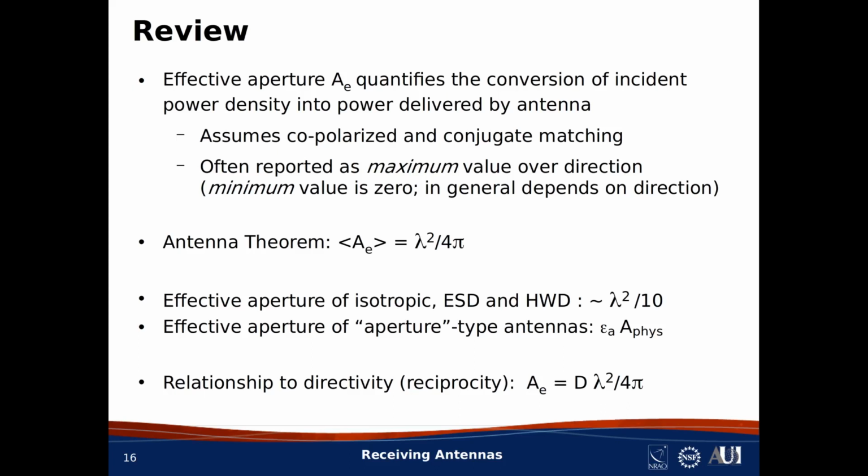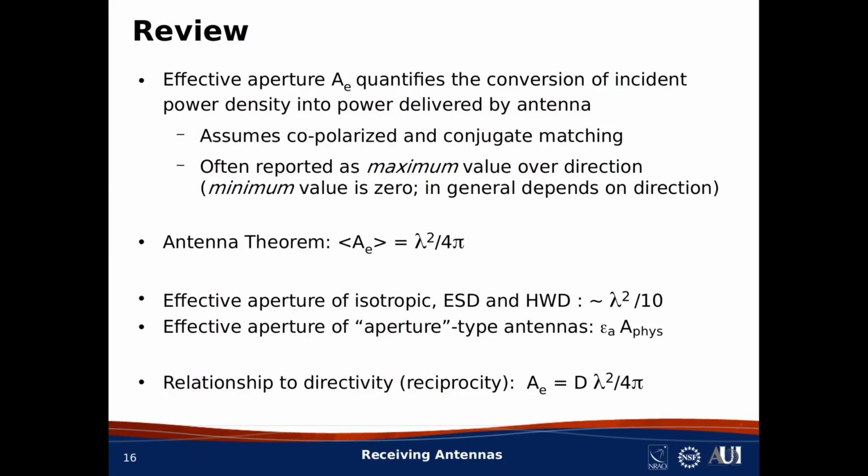Also, note that we often talk about effective aperture as the maximum effective aperture. That is, if someone says that the effective aperture of an antenna is X, then they probably mean that the effective aperture is X in the direction in which the effective aperture is maximum. Of course, the effective aperture in other directions can be as small as 0, those directions corresponding to nulls in the pattern. We talked about the antenna theorem, which is simply the fact that if you average effective aperture over all directions, the result is wavelength squared divided by 4 pi, and this is true for any antenna.